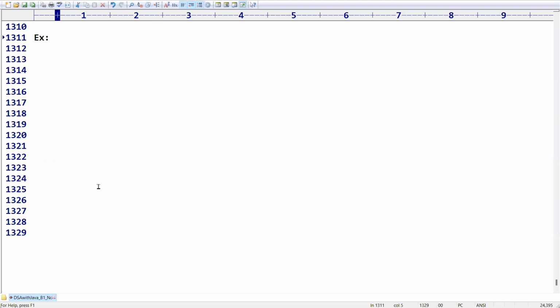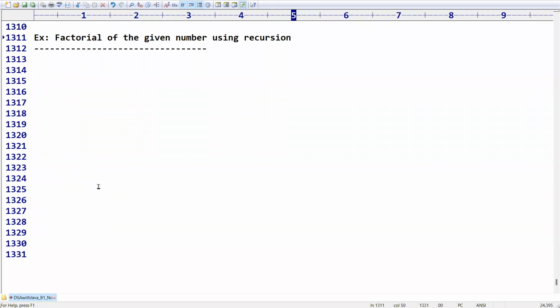The first example: I want to calculate the space complexity for the factorial of the given number. I want to write an algorithm to find the factorial of the given number using recursion, sir. That is very, very important. Using recursion, I'm going to prepare the algorithm, and we have to calculate the amount of space required for that algorithm.